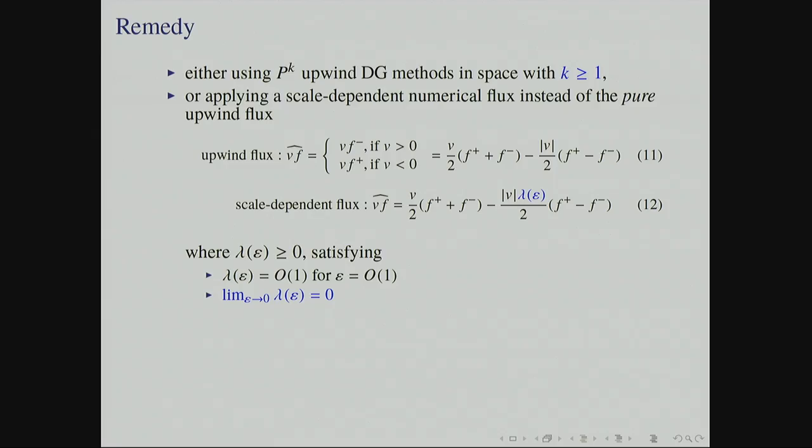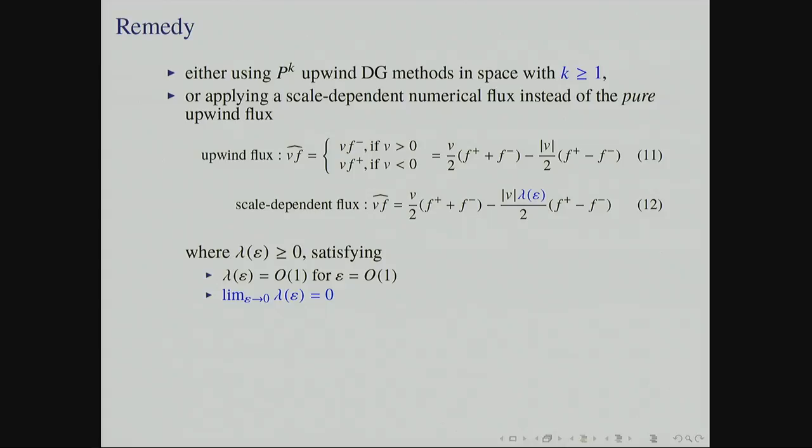So there are some remedies. The upwind DG method is pretty good, it cannot be so bad, it probably just needs a change from this not so ideal version. It turns out that, as I said, with the method you can play with the space or play with the flux. For instance, you can use a bigger space. You can use the Pk upwind DG method, as long as the space is a superset of piecewise constants, then you can capture the correct limit.